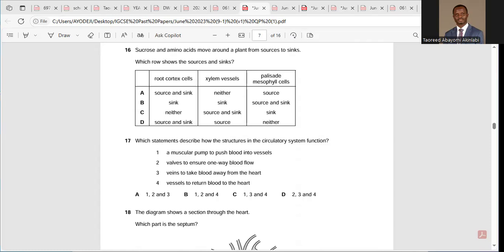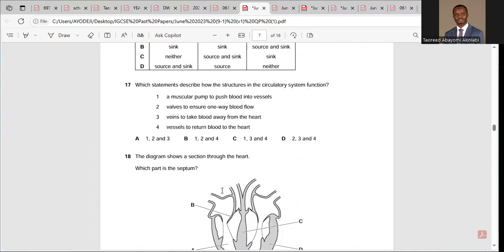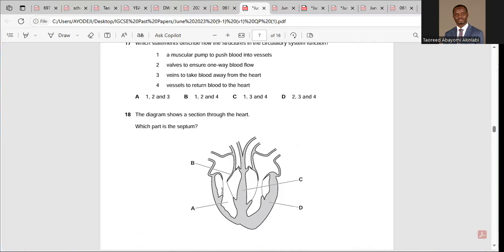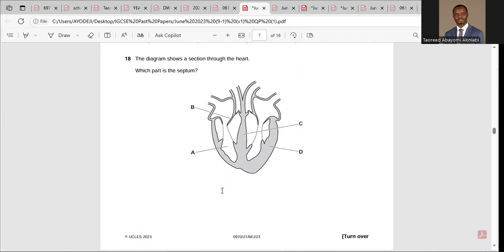Moving to question 18 now. The diagram shows a section through the heart. Which part is the septum? For the question here, the septum is the one that separates the left side from the right side of the heart. And that is option C. That is septum.